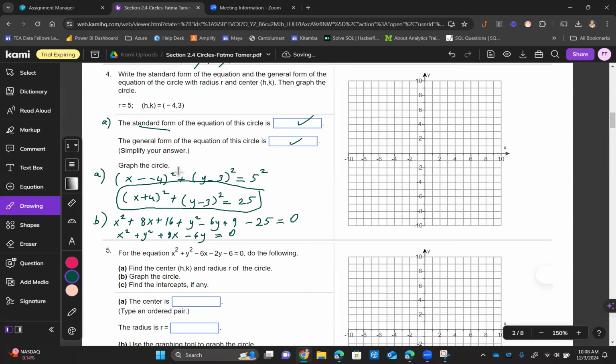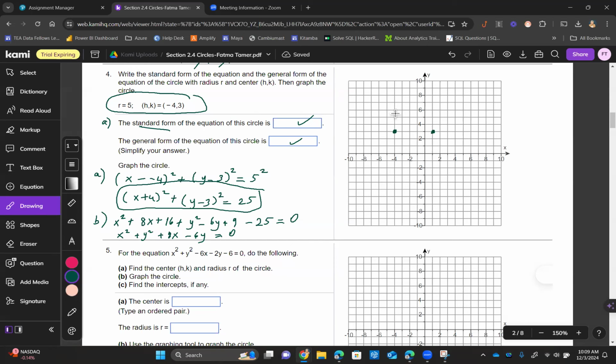Now, when I need to graph the circle, I want to use the original given information. The center is at -4, 3. So I need to locate -4 and +3. This is the center. And then the radius is 5. So from the center, I need to count 5 units up, 5 units left, 5 units down, and 5 units right. So 1, 2, 3, 4, 5.